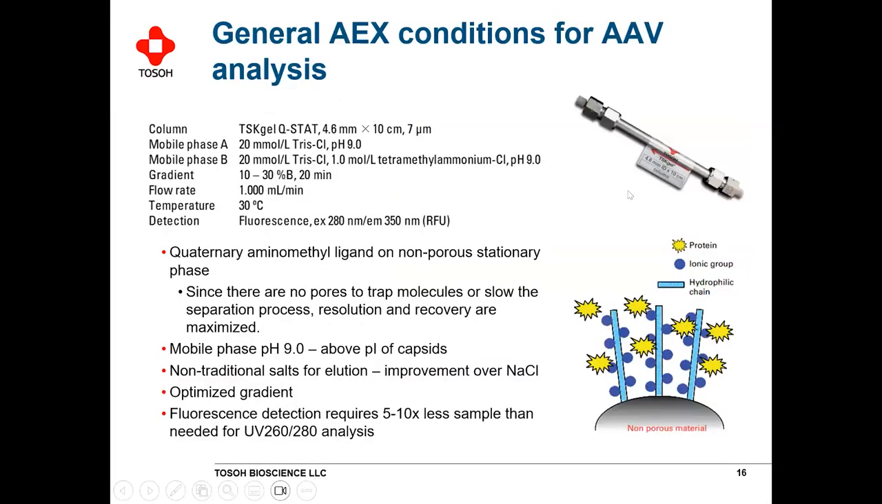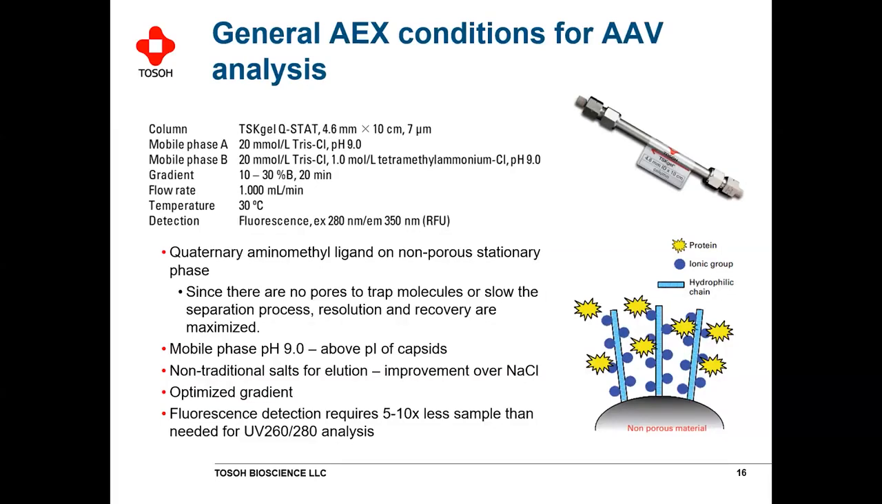So I'm going to talk a little bit about the methods and the materials we use at Tosoh to do our empty and full analysis using the TSKgel Q-STAT resin. This resin uses a quaternary amino methyl ligand on a non-porous stationary phase. The fact that it's non-porous is beneficial to AAV analysis because it lacks pores, so it's not going to trap any molecules, and it's not going to slow your separation process. It gives you a faster mass transfer, a higher resolution, and a higher efficiency.